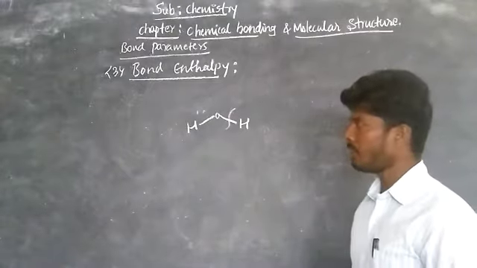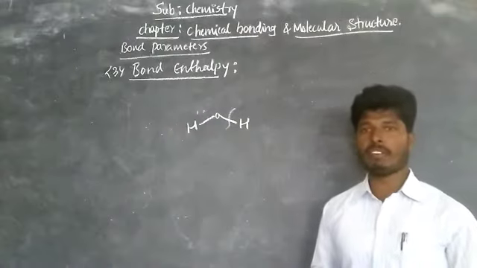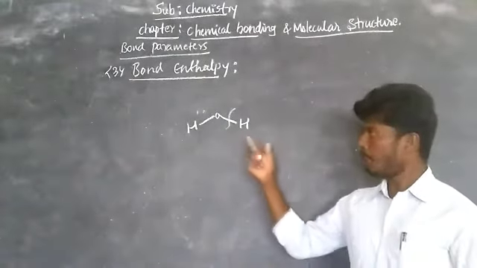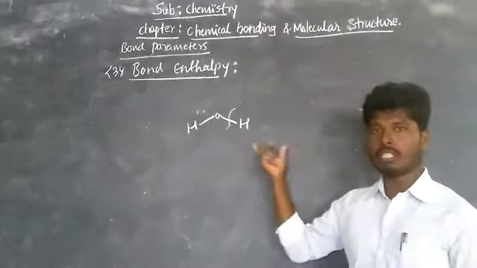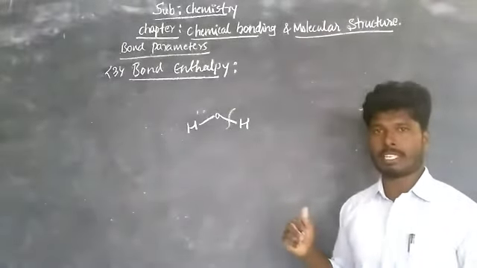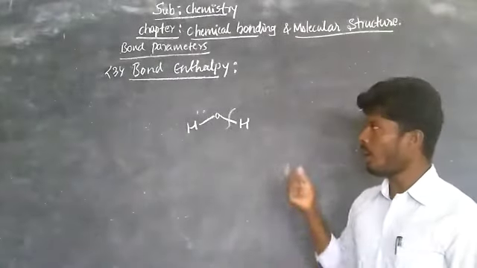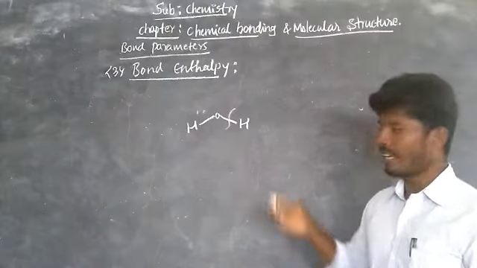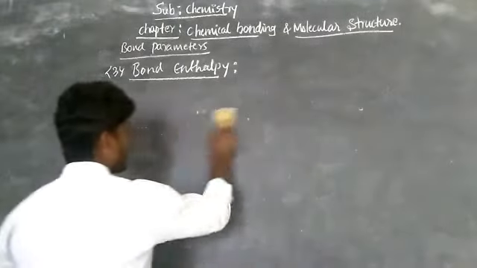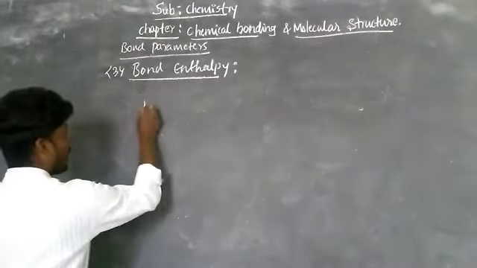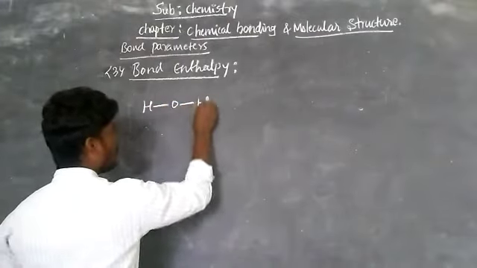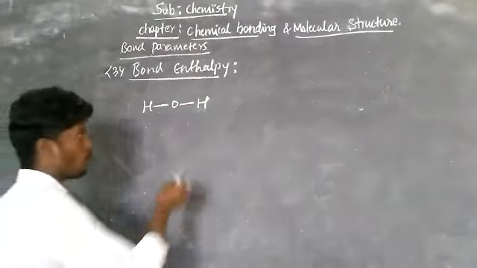So average bond enthalpy is defined as the sum of heat energy required for a number of identical bonds divided by the total number of bonds present in a molecule. Now for example, take the water molecule. Here the water molecule contains two identical bonds, that is two O-H bonds.